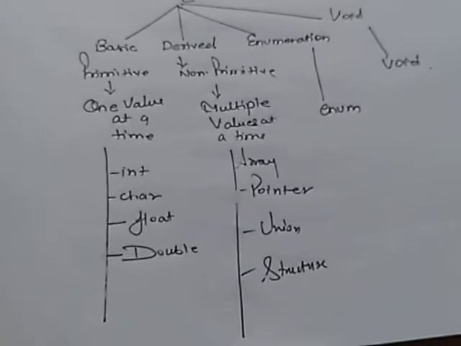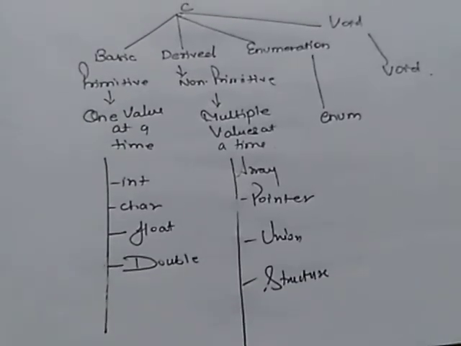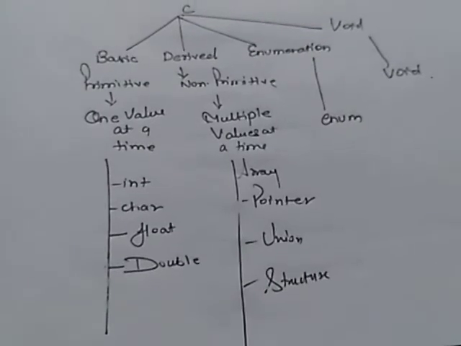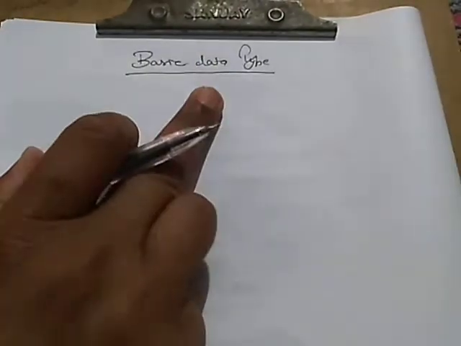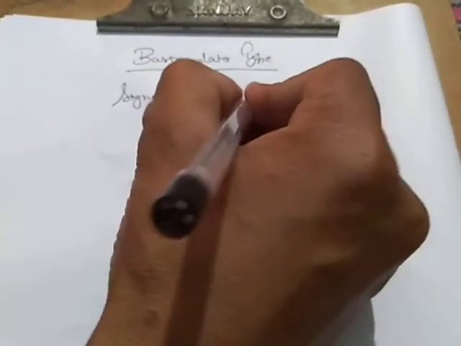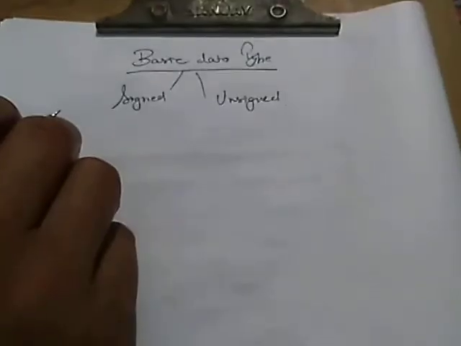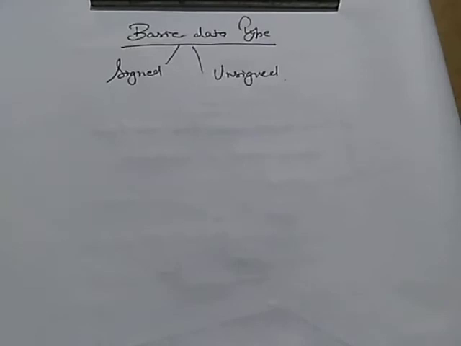Now you have seen that these four types of data types we have in C language. Now we will describe each one of them one by one. So now basic data types. These basic data types are integer based and floating point based. C language supports both signed and unsigned data types. The memory size of basic data types may change according to the operating system. For example, 32-bit operating system or 64-bit operating system.